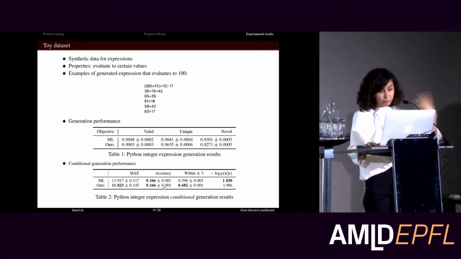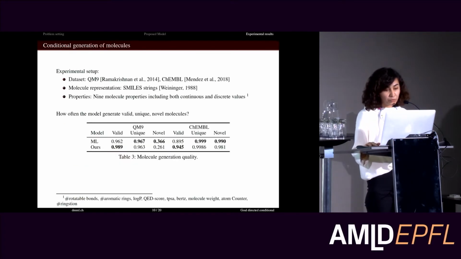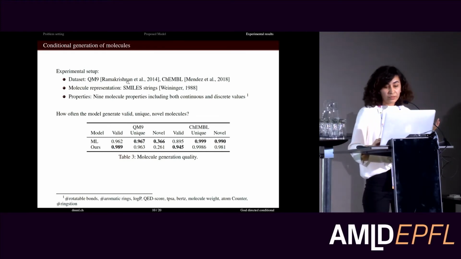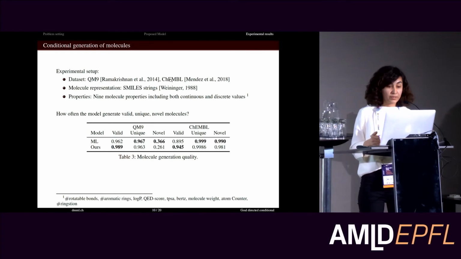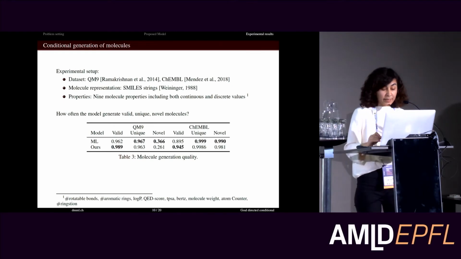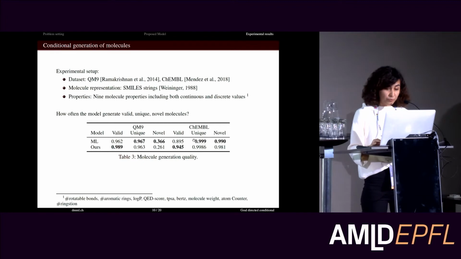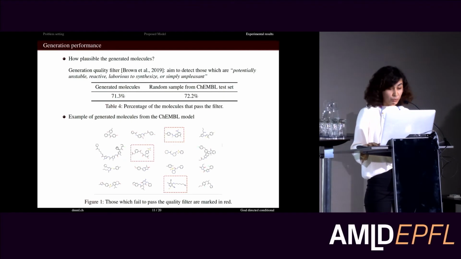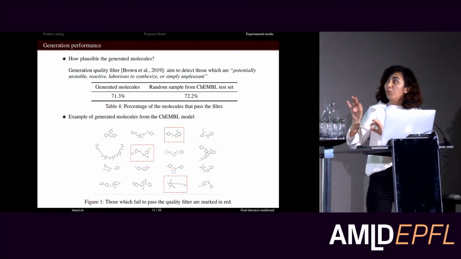After proving that it works, we moved to molecule data, where we tested on QM9 and the Campbell dataset. QM9 is a small molecule data set. Campbell has larger but more synthesizable molecules. Again, first in terms of generation performance, it doesn't really reduce the generation performance of the baseline in both data sets. But one more thing we checked, because we want to know if the model is really learning the underlying molecule distribution or not.